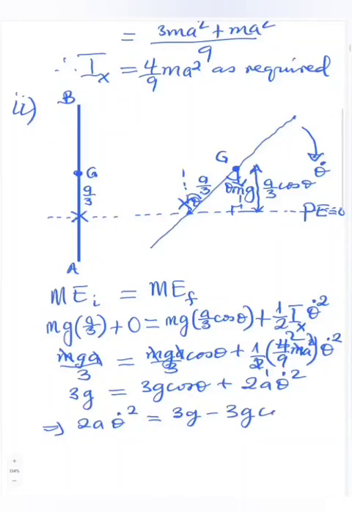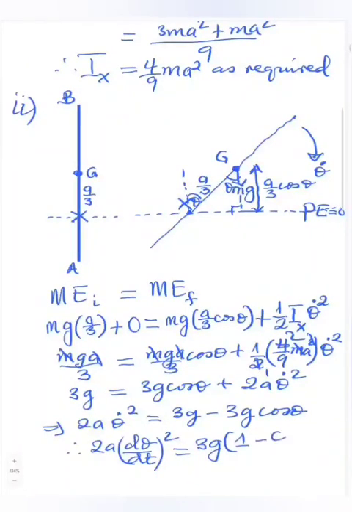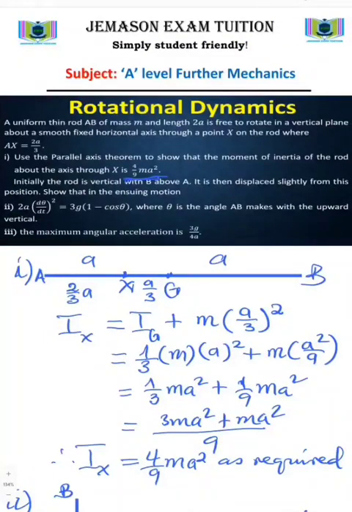minus 3g cos theta, so that 2a d theta dt all squared, because theta dot is d theta dt, would be equal to, in the two terms on the right hand side, 3g is common, so that we get 1 minus cos theta when we divide both terms by 3g. And this gives us the proof that we have been asked to execute in the second part of the question. We were asked to prove in the second part of the question that 2a into d theta dt all squared equals 3g into 1 minus cos theta.